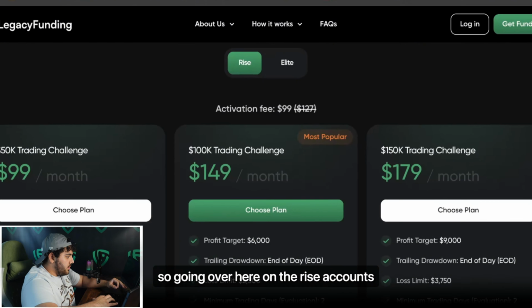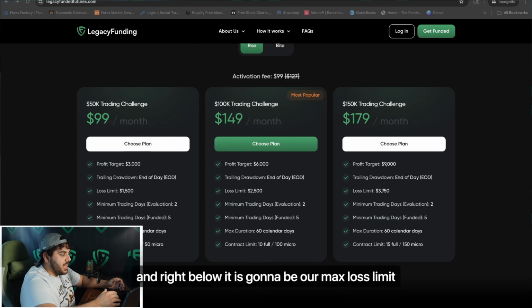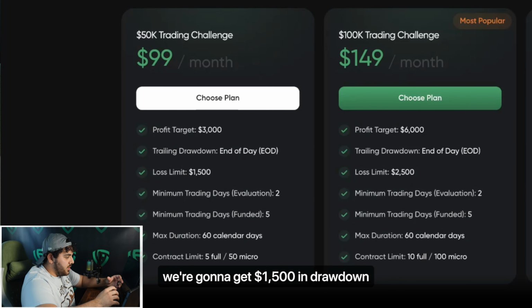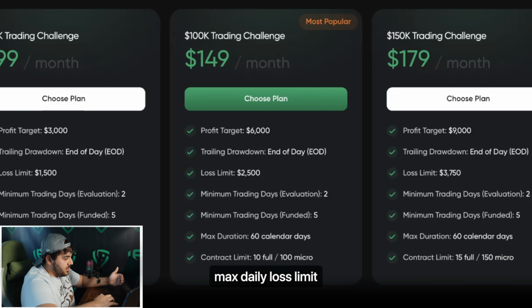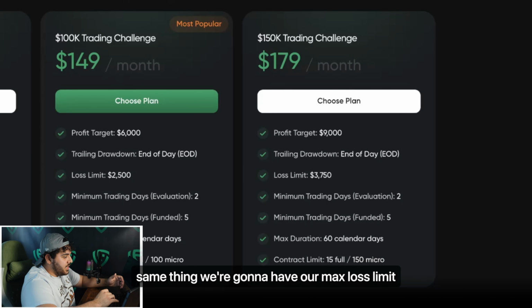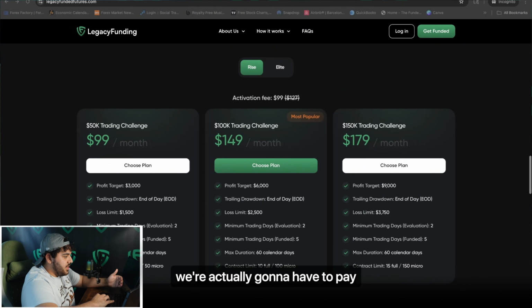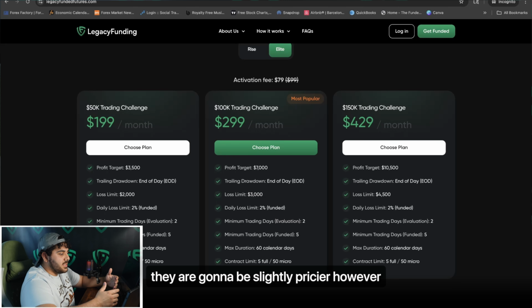So going over here on the Rise accounts, you could see we have end of day trailing drawdown, and right below it is going to be our max loss limit. So if we're buying a 50k challenge, we're going to get $1,500 in drawdown. Now with this account, the profit target is going to be 3,000. Going over to the 100k, same thing, we're going to have our max daily loss limit. Going over to our 150k, same thing, we're going to have our max loss limit, and we're going to have a 6k profit target. And it just continues with the following accounts. Once we pass these accounts, once we meet that profit target, we're actually going to have to pay a small activation fee of $99.